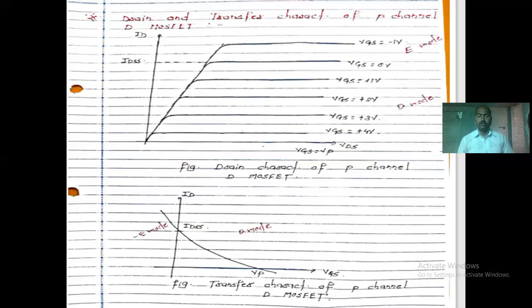Same thing with respect to the transfer characteristic. See, as we increase the more negative voltage, a large amount of current flows through the device. As we increase the more positive value, in that case less current flows through the device. This will be the thing with respect to the transfer characteristic of P channel D MOSFET.